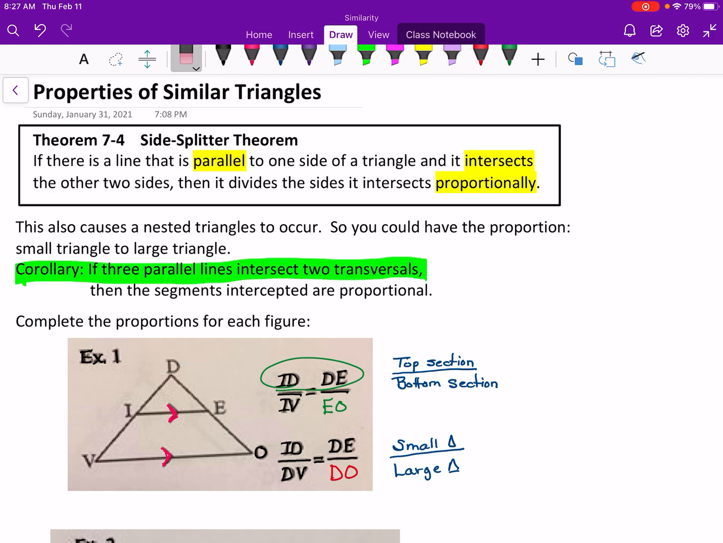Notice on each of these, I wrote us some little notes. In the numerator, we put the top section. In the bottom part, I put the bottom section on the first one. And then in the second one, it was small triangle to large triangle. Remember, you can have the reciprocal of both of those. Whatever pattern you set up, you just continue in both fractions, set them equal, and you have your proportion that you can solve.